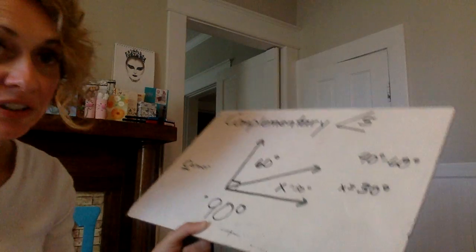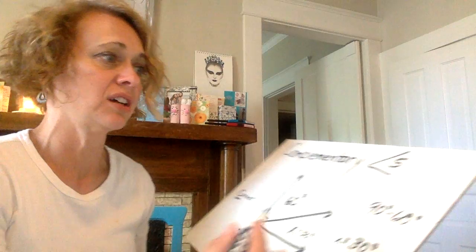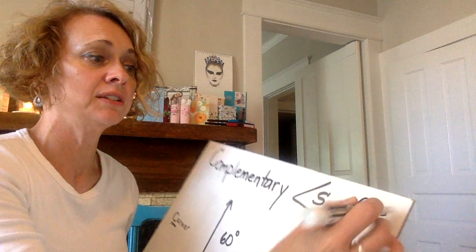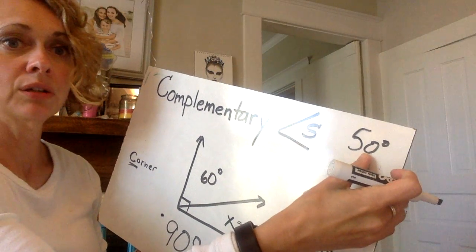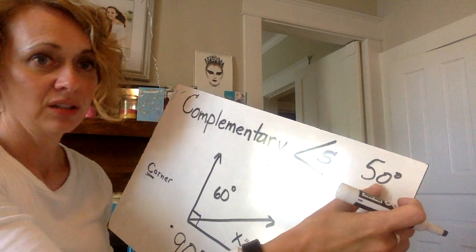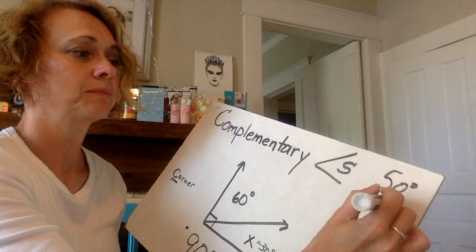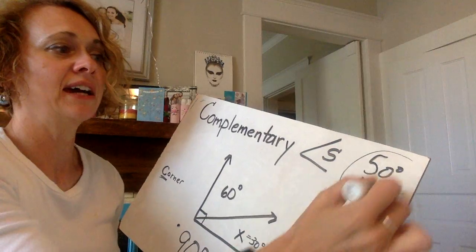Okay? So if I just said to you aloud, tell me what the complement is of an angle that is 50 degrees, you would say, well, 90 minus 50 is 40. So the complement is 40 because they add together to equal 90. All right, complementary: add together to equal 90 degrees, make a corner.